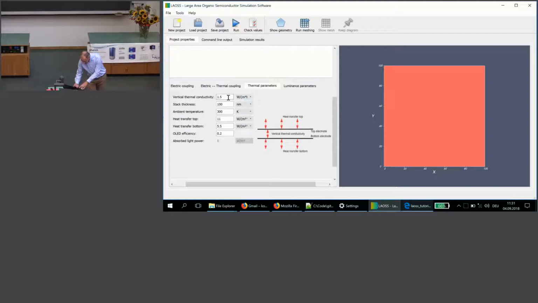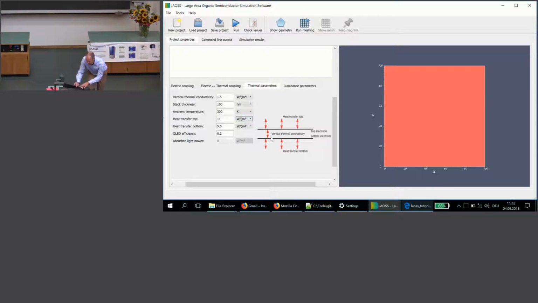And the thermal parameters are shown here. We have thermal conductivity in the stack, stack thickness, and ambient temperature. That's relevant because the heat transfer is always with respect to the ambient temperature. We have a temperature on the electrode, and there is this standard heat transfer law. It's a linear law, so the temperature difference between electrode and ambient temperature drives the heat transfer away from the electrode, and the prefactor is this transfer coefficient, which is in this case 11 watts per square centimeter and Kelvin.